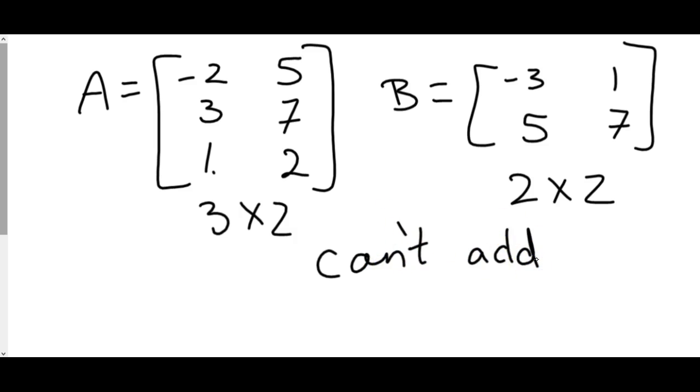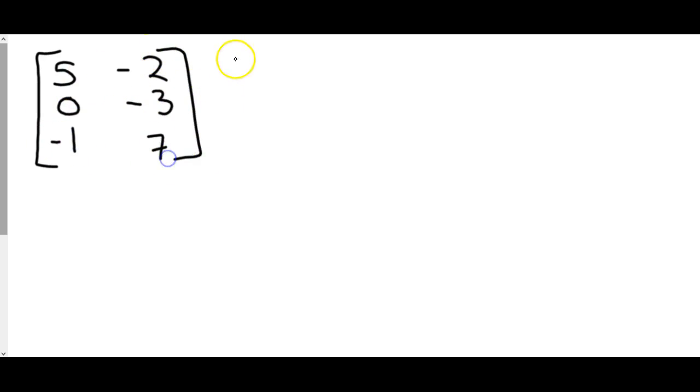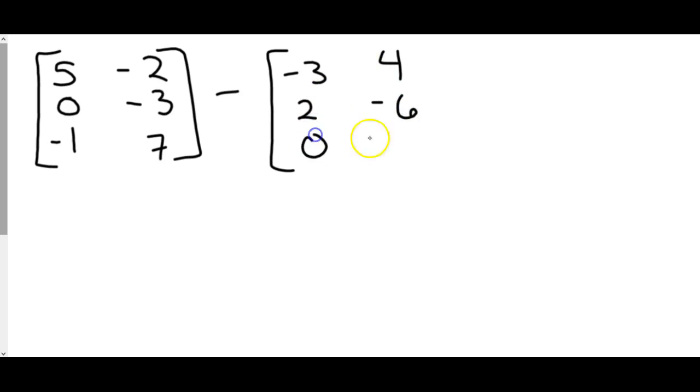Subtraction will be similar. You have to have the same size matrices, but you do have to watch out for one thing when you do your subtraction, and that's how the minus will be affecting what you do. So let's say we are subtracting these two matrices. So we have 5 and -3. Those are in the corresponding spots.